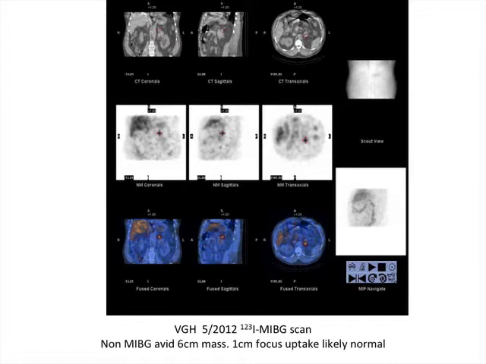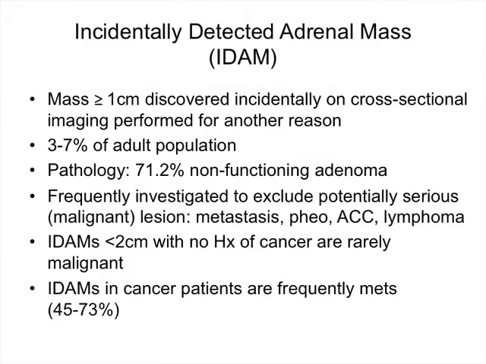On the other hand, if it's non-enhancing on MIBG and it lights up on PET, it's more likely to be an aggressive pheo if the patient has a clinical history appropriate. So that's the imaging on this patient. And as Paul has mentioned, I won't repeat these because I wasn't sure what his slides were going to show, but it's a common problem.